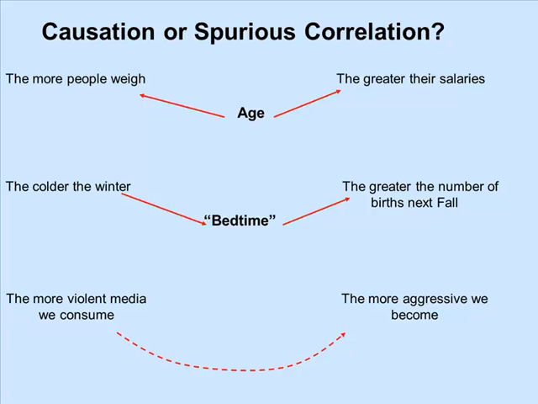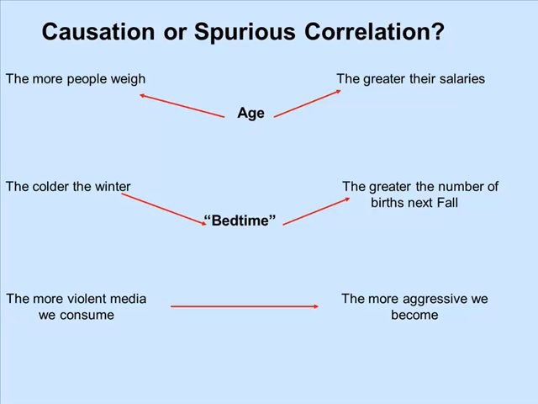Next, the more violent media we consume, the more aggressive we become. Some people claim that this correlation exists simply because those who are already violent choose to consume violent media. However, experiments in social learning have proven that this, in fact, is causation, especially if we're talking about video games.